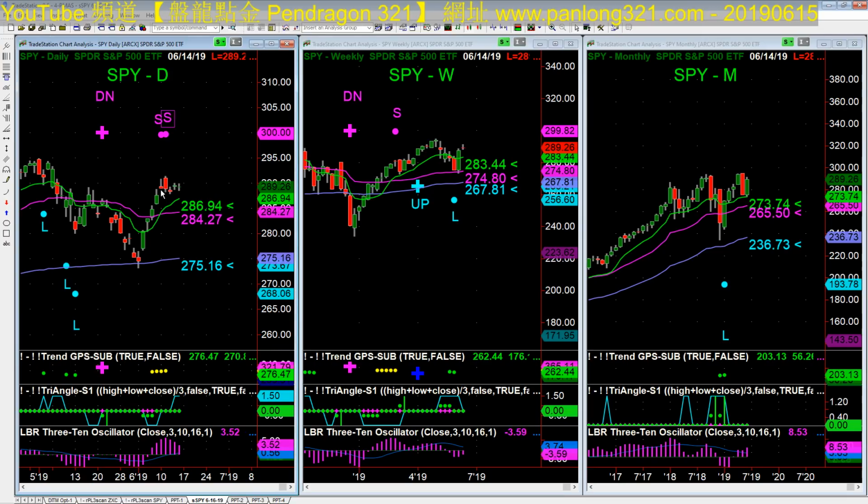However, we use the Pendragon 3-step. Step number 1, we're going to look at the signals and trends. So we're going to look for all the long signals on a monthly chart still intact, and the long signal on the weekly chart still intact. Only thing different is that we now have a short signal on the daily chart.